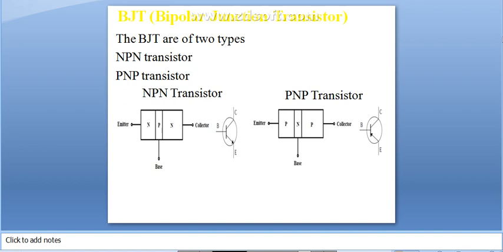In the NPN transistor, the direction of current is outward. The arrow on the emitter specifies the direction of current when the emitter-base junction is forward biased. So these are the two types of transistors: NPN and PNP transistors.